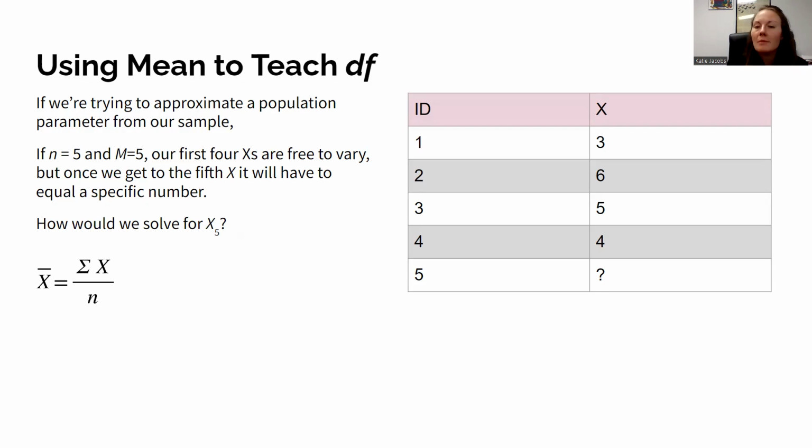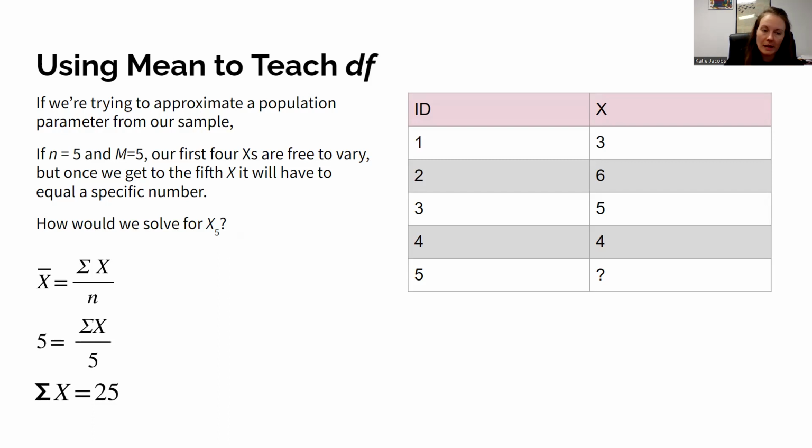Now this is where it gets a little complicated, because we have all of our x values except for 1. So what would we do for our numerator? If you said we would have 3 plus 6 plus 5 plus 4 plus x sub 5, you are correct. And then divided by our sample size, which we know is what? It's 5, because we have 5 participants.